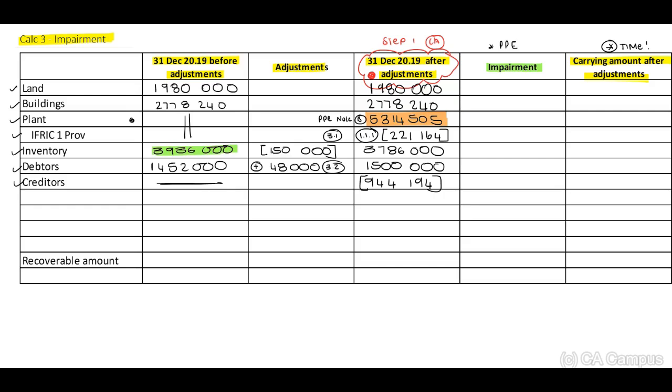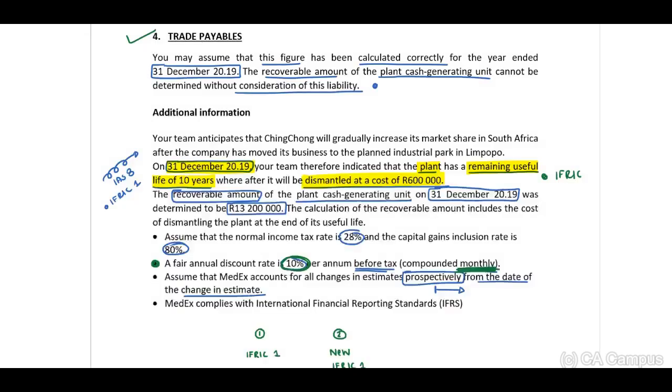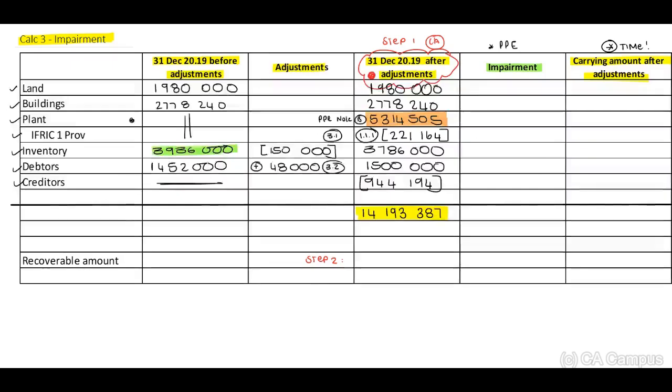Right. Now I need to determine the total carrying amount of my CGU. The total carrying amount is 14,193,387. Now I need to determine my recoverable amount. Remember, this is my step 2. They've indicated to us in the given scenario, in the additional information section, that the recoverable amount is 13.2 million. Therefore, we can transfer this, and this is the 132,000,000. Therefore, we are able to calculate our impairments.